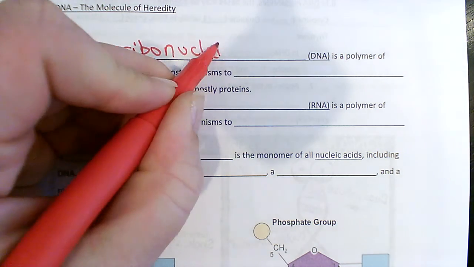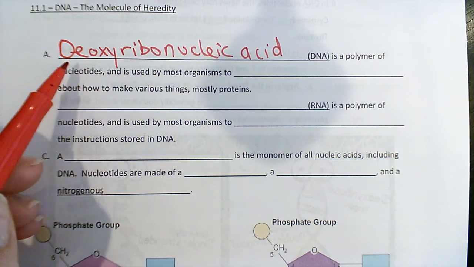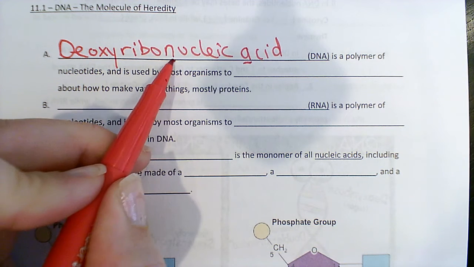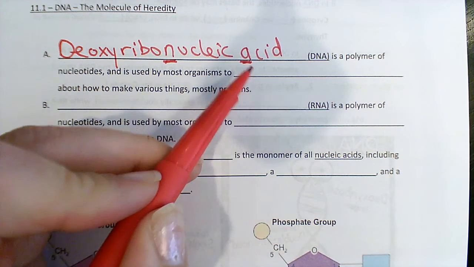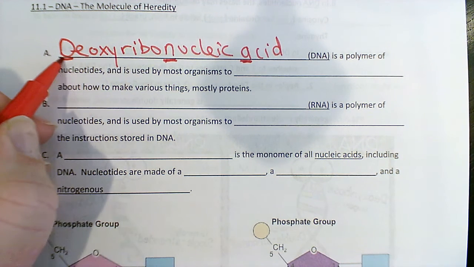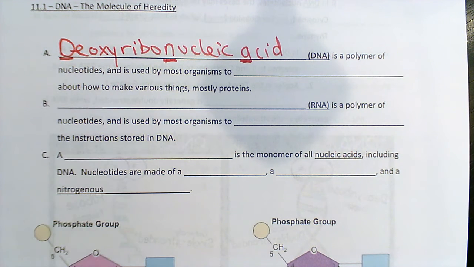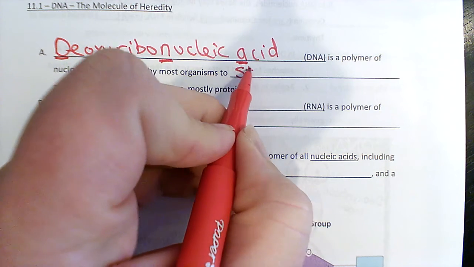deoxyribonucleic acid. What a mouthful. But the NA is just nucleic acid. Remember, that's a polymer of nucleotides, a type of macromolecule. And then the D is from deoxyribo. Sometimes you'll see it written deoxyribose. Either way, it's a polymer of nucleotides, and it is used to store information.